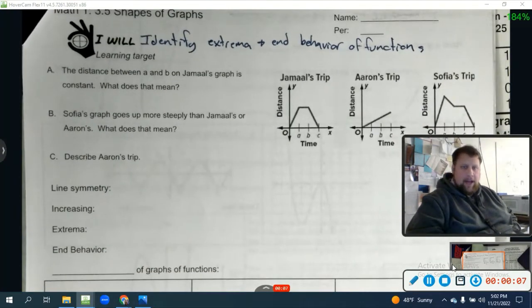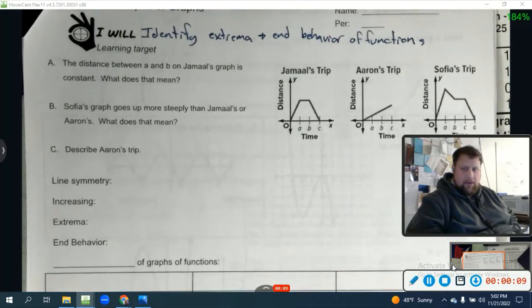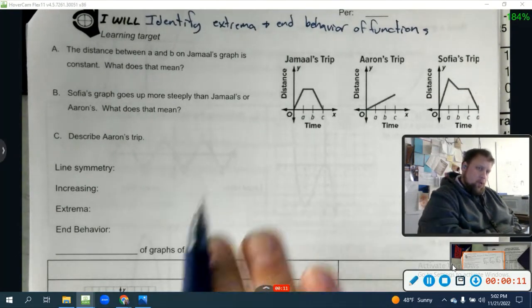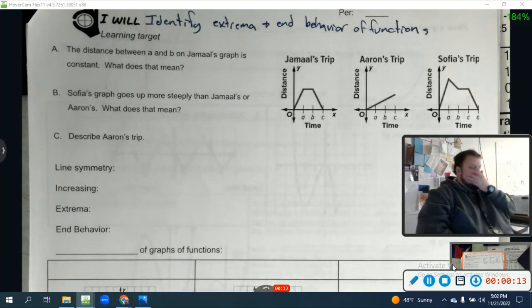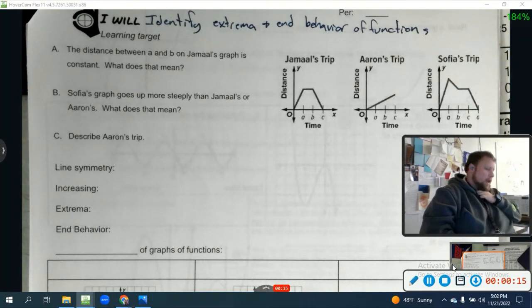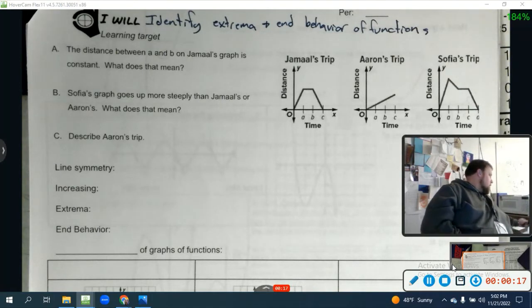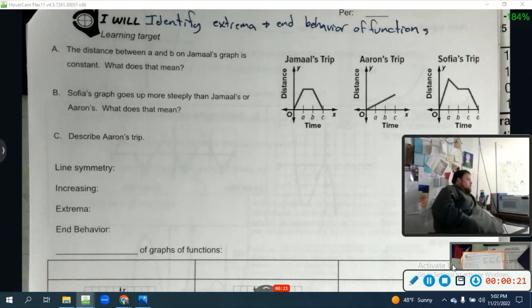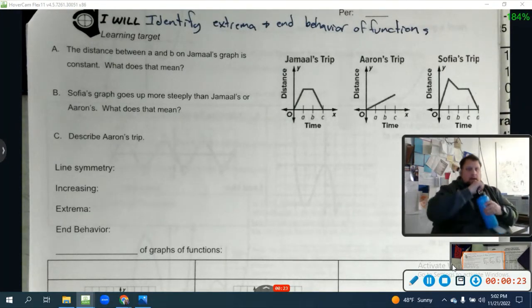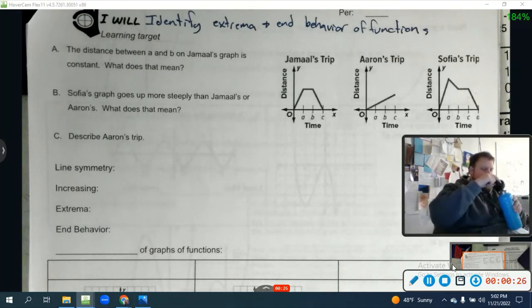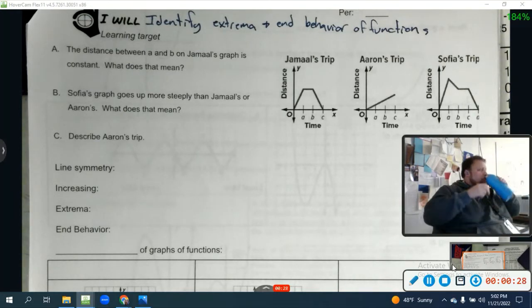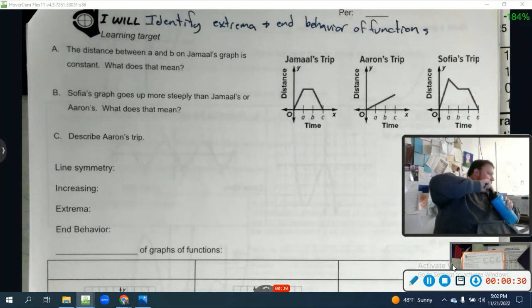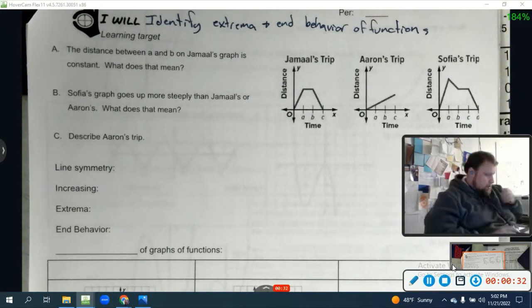I will identify extrema and end behavior of functions. Go ahead, take a minute, read A, B, and C, and answer about these graphs. Ready, set, go. Okay, I'm assuming you've paused this, as I will throughout the video. Write stuff down, and then we will boot, scoop, boogie.